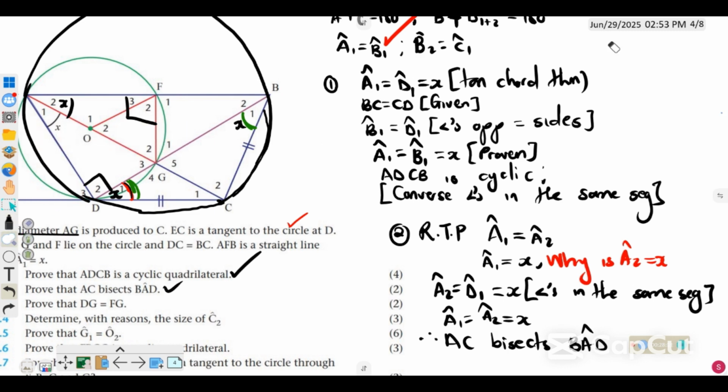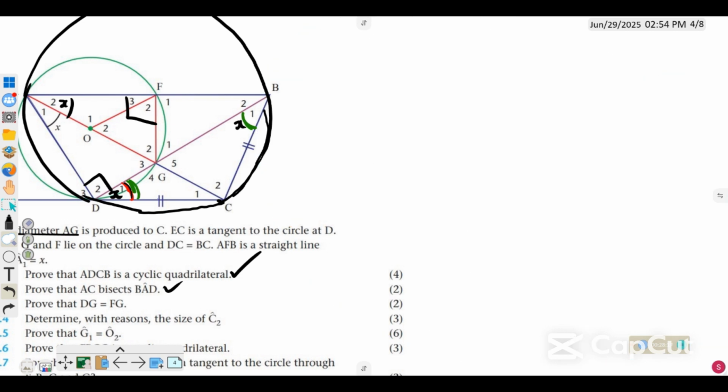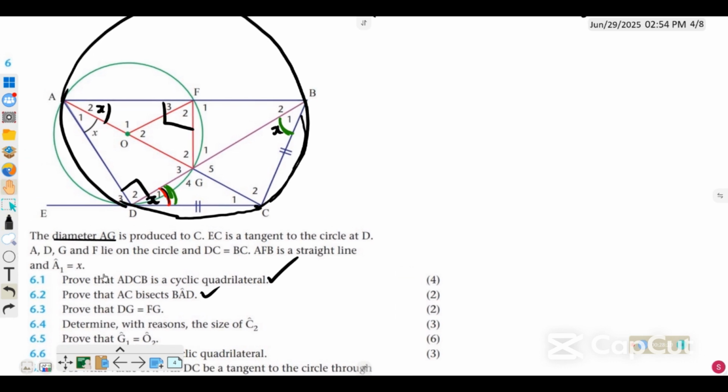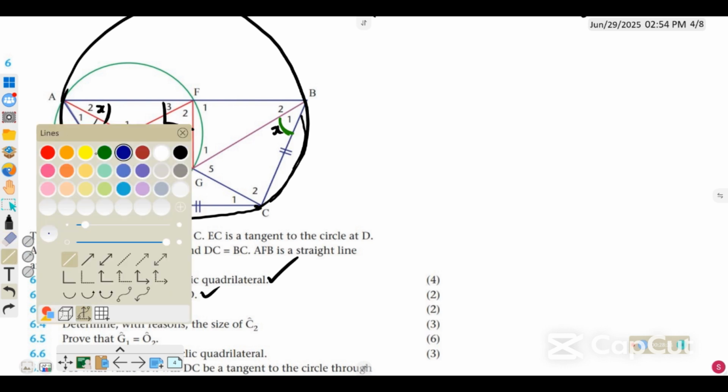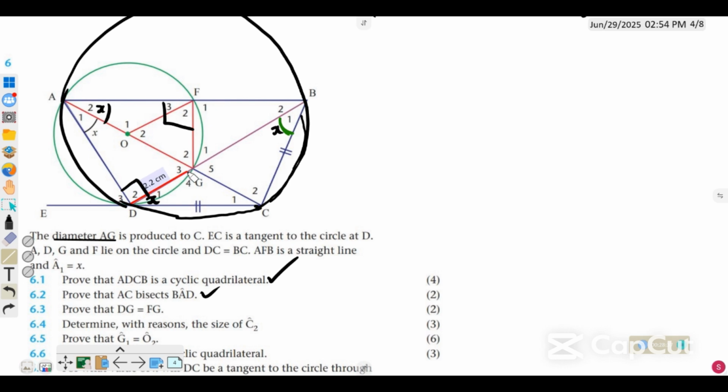Let me remove this to make up space. Yeah, that's what we have. More problems. Prove that DG is equal to FG. What's DG? There. This is the line DG. Let me just use a different color to highlight that. And let me remove some of the things. It's becoming messy now. Here. Prove that DG is equal to FG.